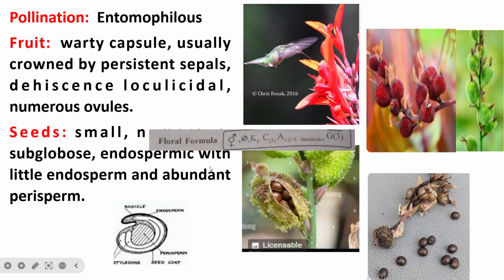Then pollination. Pollination is entomophilous, means pollination takes place by the agency of insects. Then fruit. Fruits are warty capsule, usually crowned by persistent sepals, dehiscence loculicidal. Loculicidal means the pericarp of the fruit breaks along the middle of the locules and the seeds are exposed. Then seeds are endospermic with little endosperm and abundant.